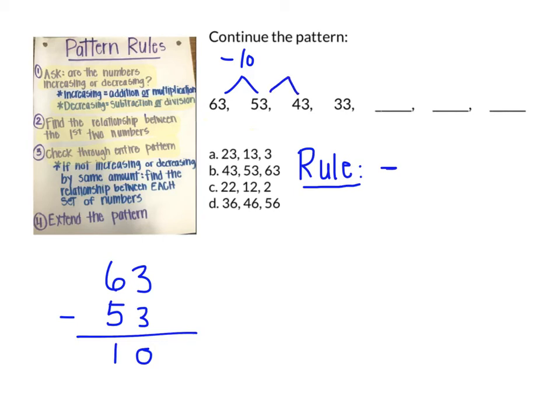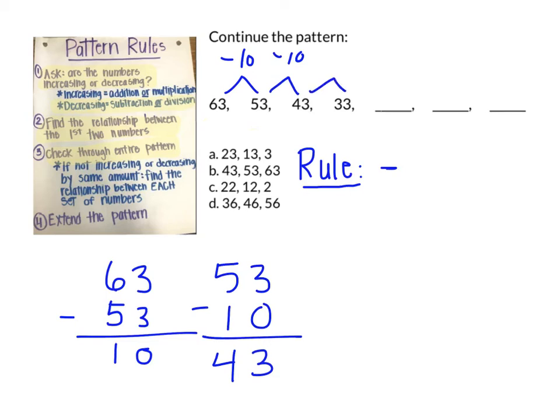53 and 43. Let's try subtract 10. 53, take 10 away, is 43. That matches. So we're still subtracting 10. Let's try it for the next set of numbers. 43 and 33. So 43, take 10 away, is 33. Okay, that matches. So our rule is just subtract 10.